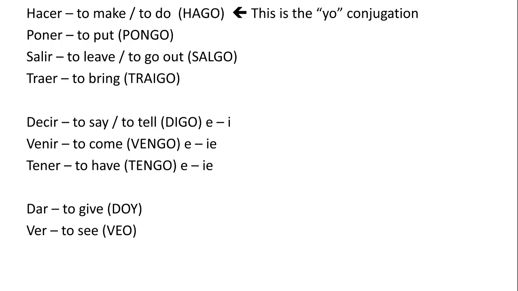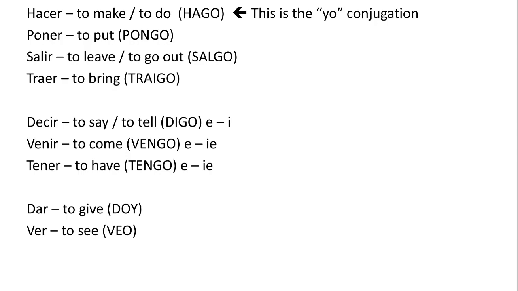All right, so we're going to say the verb, what it means, and then the yo form. Repitan. Hacer, and that is to make or to do, and that one becomes hago. Poner is to put, and that becomes pongo. Salir is to leave or go out, and that becomes salgo. Traer is to bring, and that is traigo.